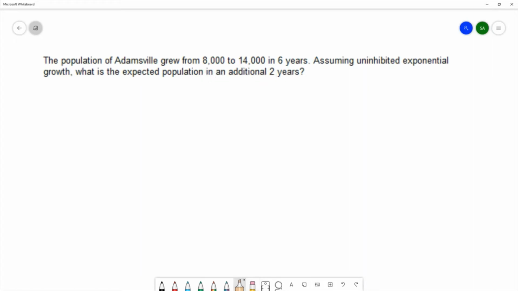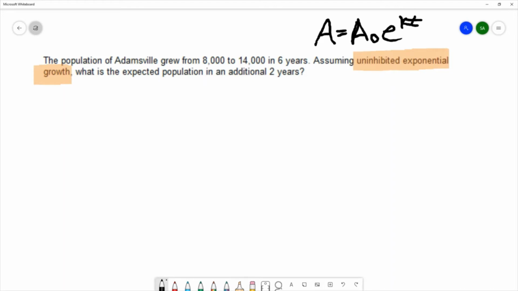So first I want to start by focusing on our assumption that we have uninhibited exponential growth. So that's what's referring to the model that we'll use to answer this question. Uninhibited exponential growth follows this model of A equals A naught e to the kt.